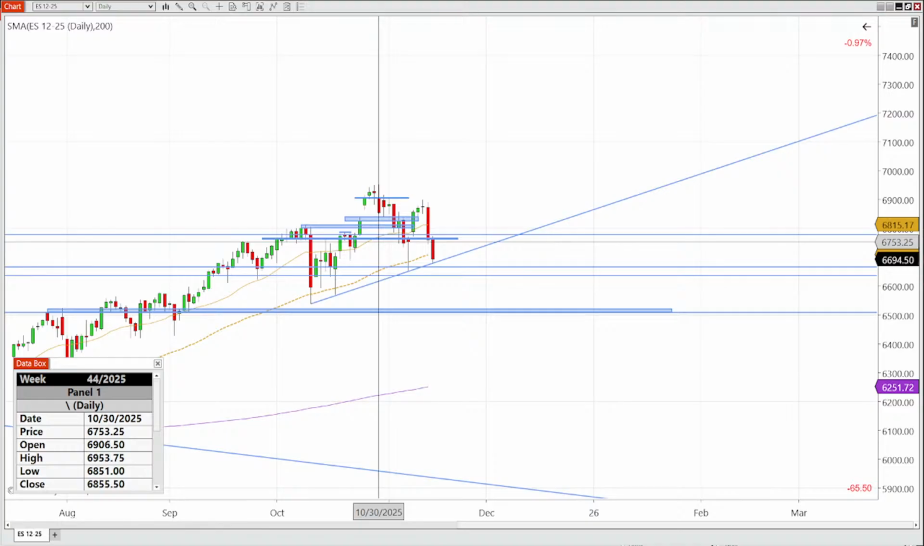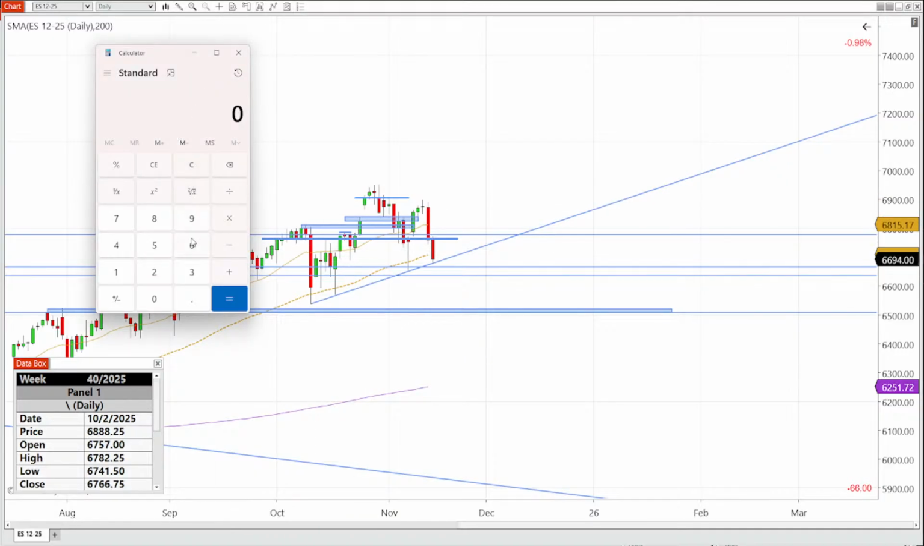6955, 6953. Let's get the calculator. 6953 minus, and this low is 6655. 6953 minus 6655 equals 298. So we got to do 6655 minus 298. So let's see what happens. 6655 minus 298 points is 6357.